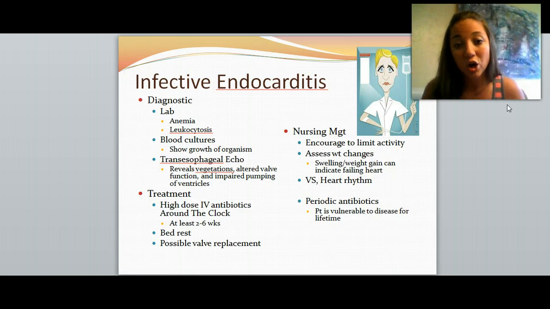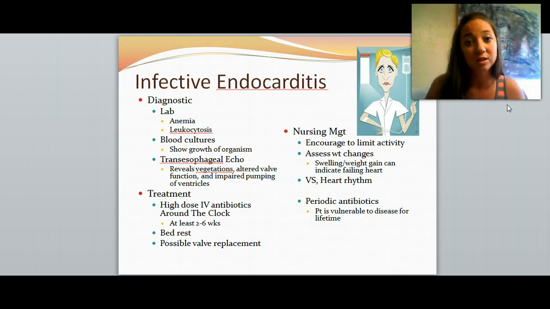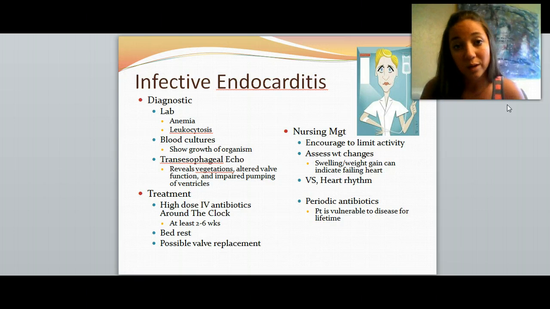As a nurse, just encourage your patient to limit their activity. You want to assess their weight changes. See if they have any swelling or weight gain, because that could indicate to us that they might have a failing heart. Check their vital signs regularly and really pay close attention to them, because since we are dealing with the heart, their blood pressure can change on a dime. So we really need to know. Also their heart rate, and then do the full cardiac assessment.